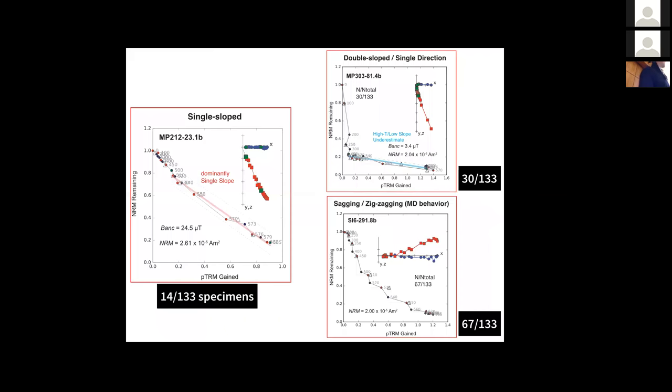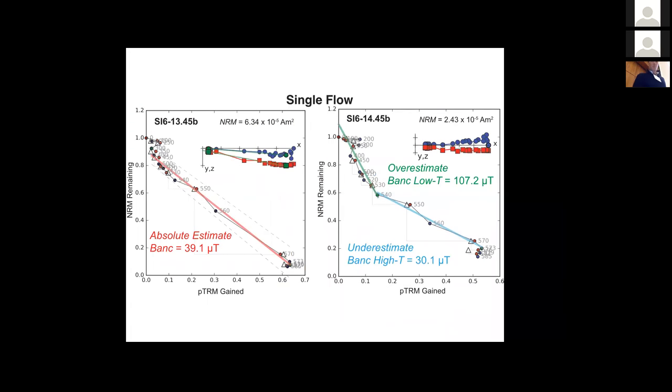Here we see varied behavior. Some of it, for those of you who are fluent with these experiments, can be quite common, such as sagging or zigzag behavior, which is likely the result of multi-domain grains. Ones where we see quite dramatic double-sloped behavior within a single directional component. And then results where they're not as beautiful as if we were working on archaeological slag, but that we're interpreting as being high quality estimates, where they are dominantly single slope.